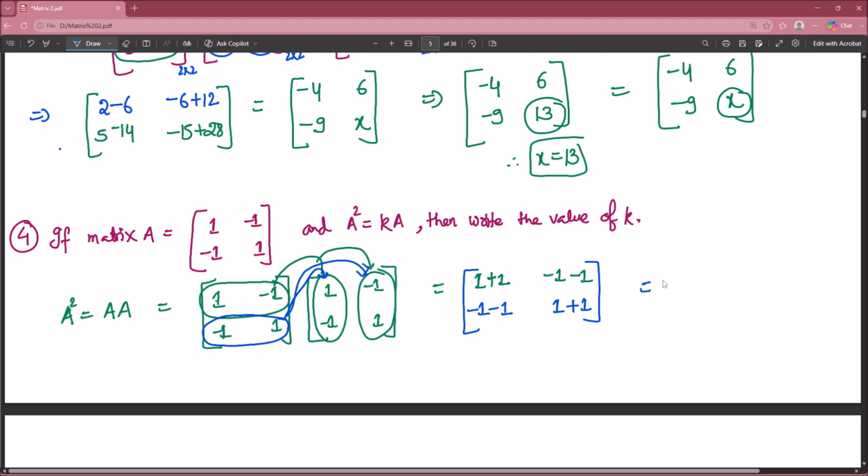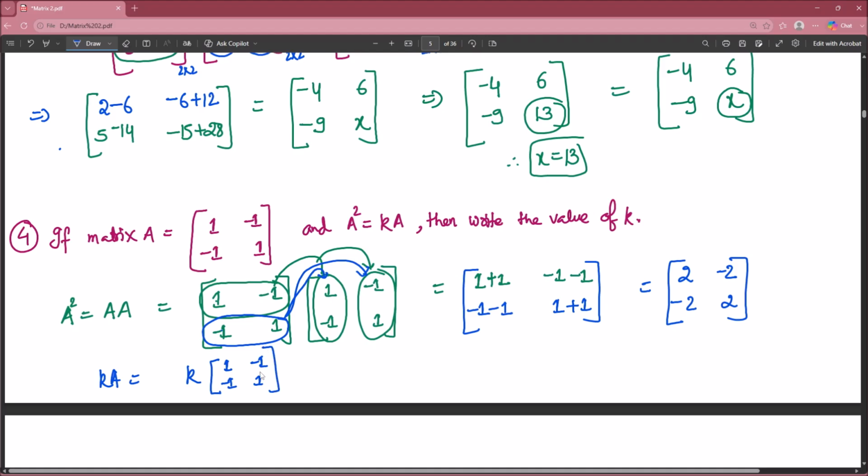So the value of this matrix is 2, minus 2, minus 2, and 2. Now we have to find the value of k times A. So k times 1, minus 1, minus 1, 1.